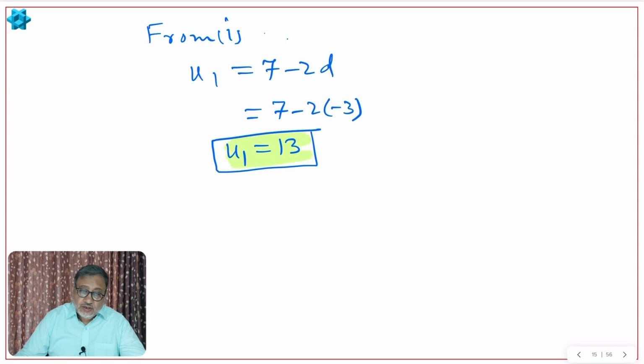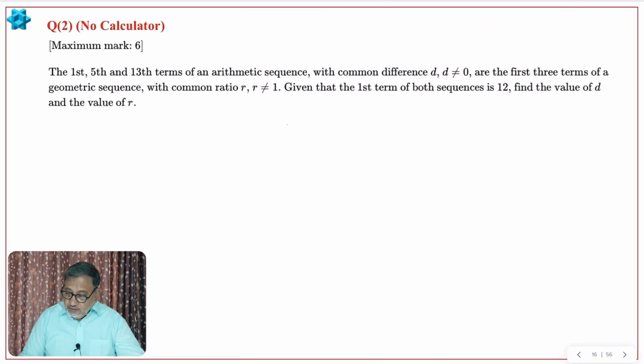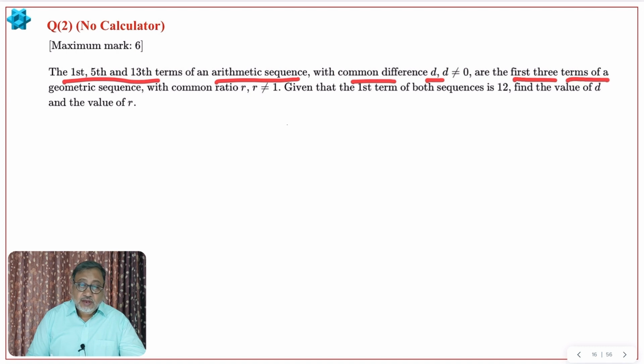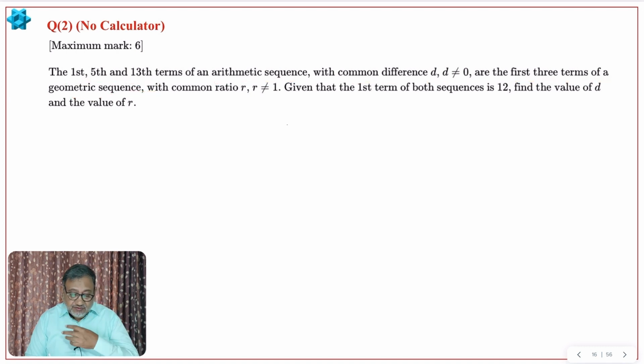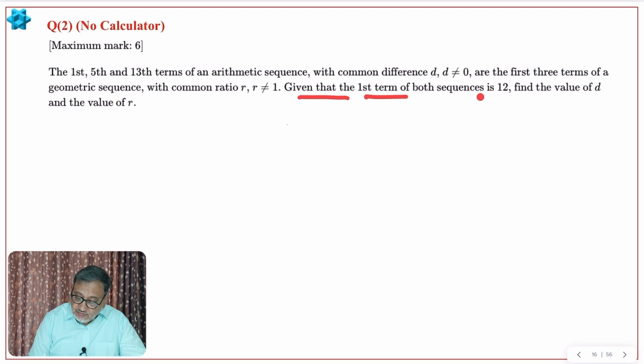Okay, let us go to the next question. Question 2. The first, 5th and 13th term of an arithmetic sequence with common difference D are the first 3 terms of a geometric sequence with common ratio r not equal to 1, given that the first term of both the sequences is 12. First term is common, so it is 12.